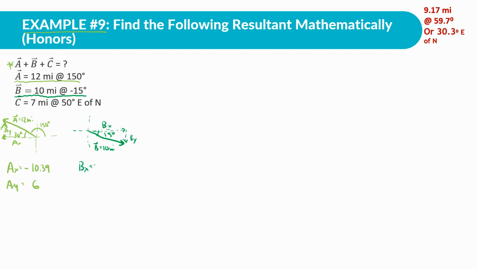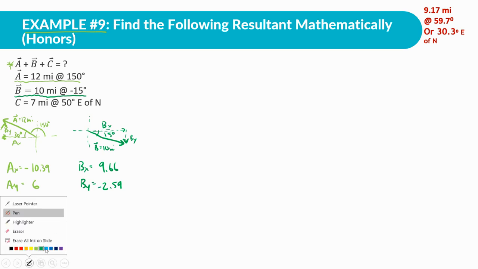B sub x is equal to 10 times cosine of 15, and this is going to be 9.66. And then B sub y is equal to 10 times sine of 15, and that's going to be 2.59, but again, this is going to be negative because this is going down. Okay, and then we have the last one here.